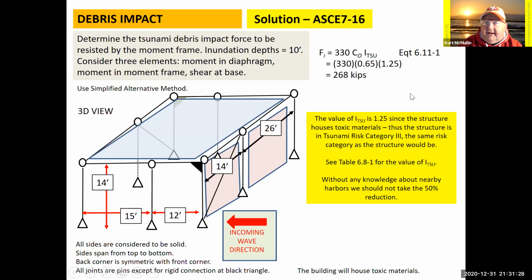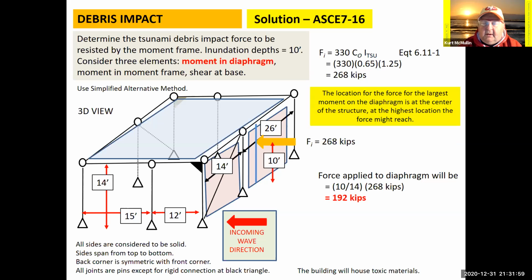So the simplified alternative method gives me a quick calculation of 268 kips. My I value is 1.25 because it's a toxic material inside. The value of ISO I can look up. And I don't have any knowledge about whether this is a harbor or a port, so I'm going to take the conservative assumption that I can't reduce the force by 50%. So I have a force of 268 kips.